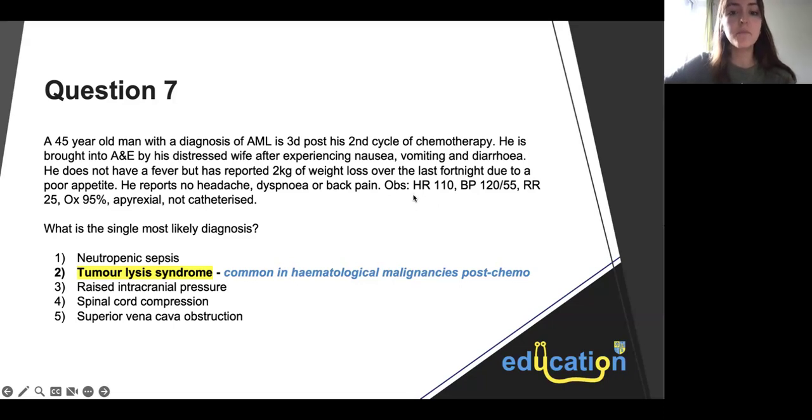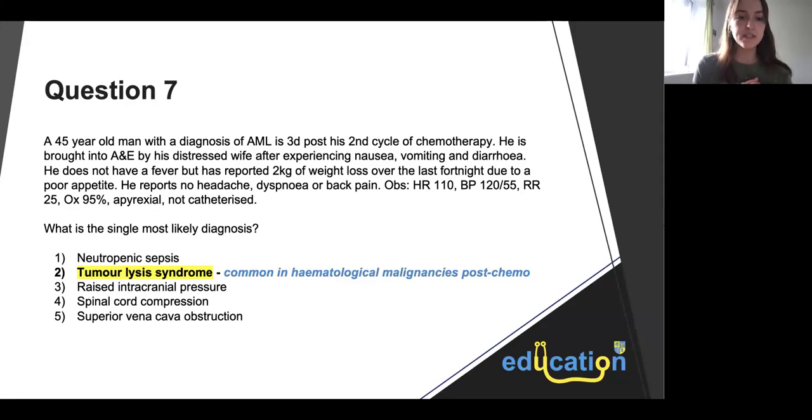Tumor lysis syndrome is correct in this case because they are stable in terms of their obs, but they are still experiencing nausea, vomiting, diarrhea, which is very suggestive of some sort of electrolyte imbalance and disturbance, which is caused by the tumor lysis syndrome.